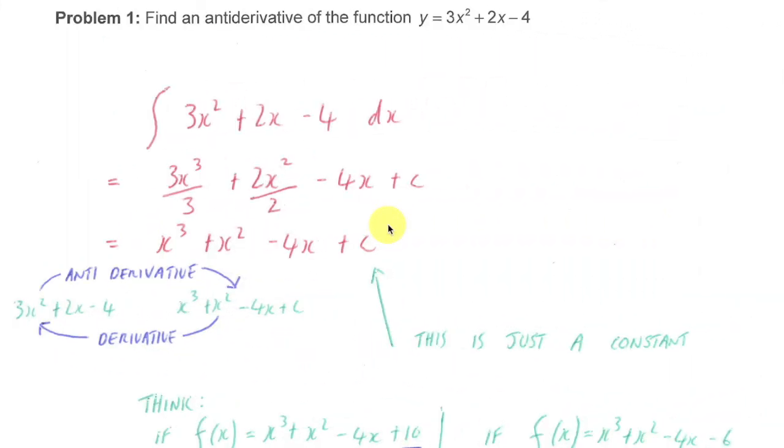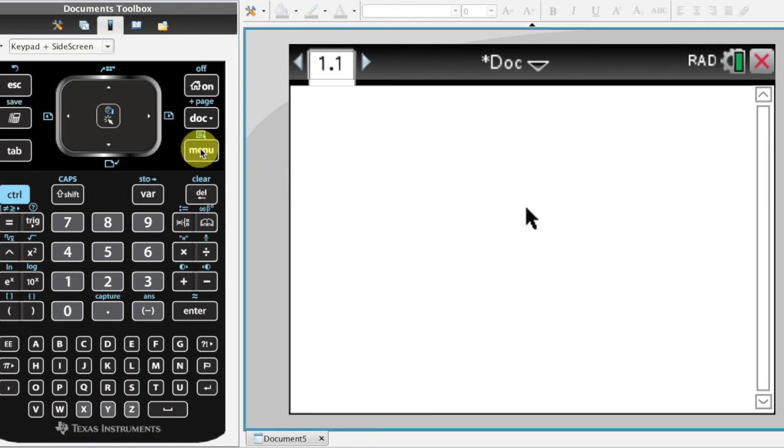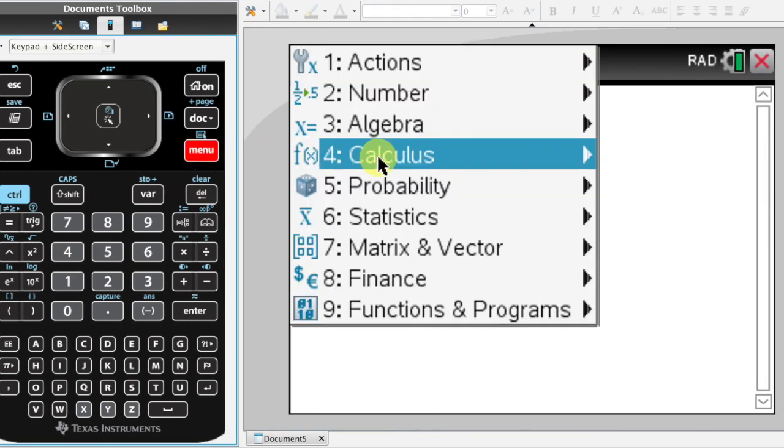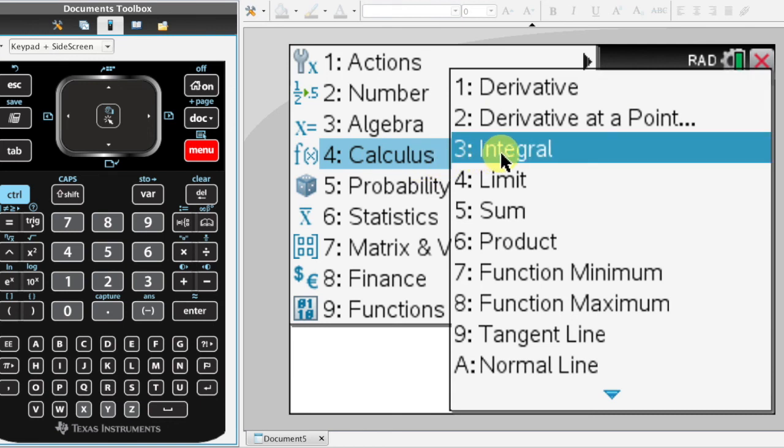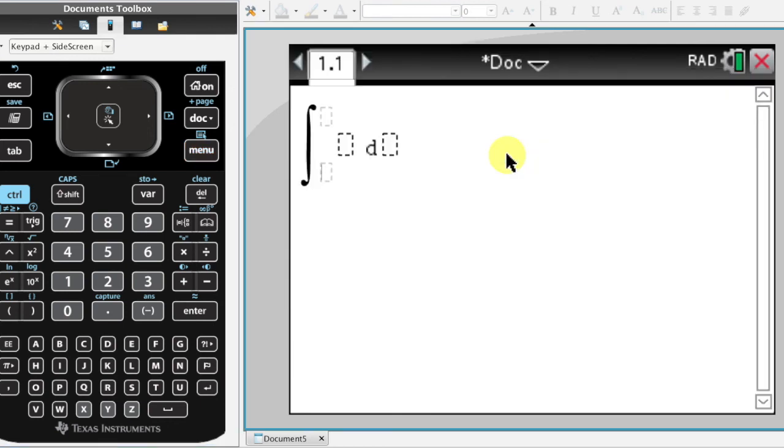Alright, just getting back to problem 1 here. Remember we had to find the antiderivative of y equaling 3x squared plus 2x minus 4. And you can see the solution that we obtained by hand. Of course, we can make use of our CAS calculator as well. So I want to go Menu, Calculus, and this time I want to select Integral. Here's your integral symbol. Later on we'll learn about terminals, but at the moment just leave these blank. In this box we're going to put the function. So our function is 3x squared plus 2x minus 4.